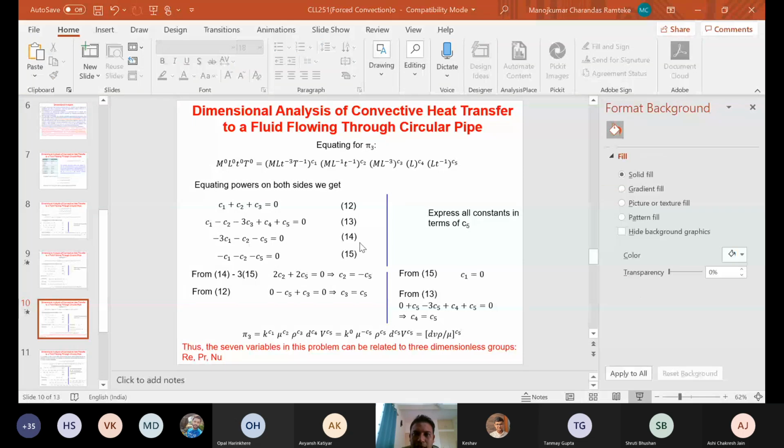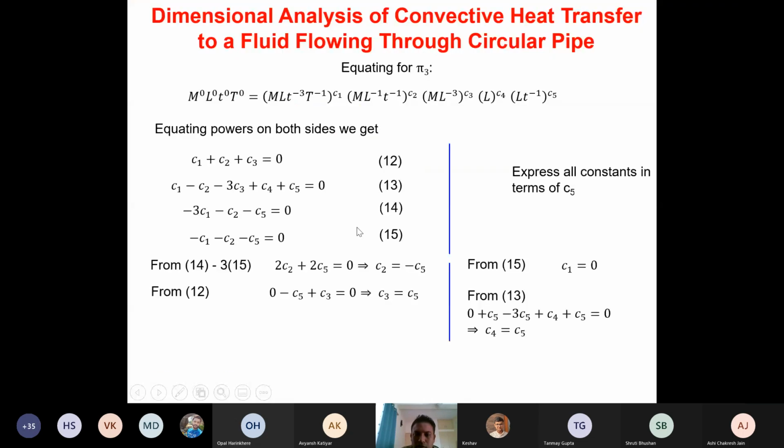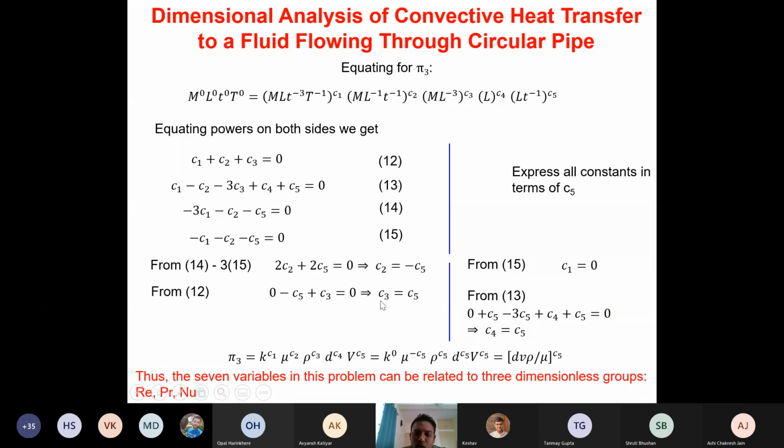So C2 is obtained as minus C5. C1 is equal to 0, C3 is equal to C5, and C4 comes out to be C5. We can put it in this pi 3 equation, all the exponents, and by putting it in the pi 3 expression, what we get is d v rho by mu raised to the power C5. So from this, what we can conclude is the 7 variables in this problem can be related to 3 dimensionless groups: Reynolds number, Prandtl number, and Nusselt number.